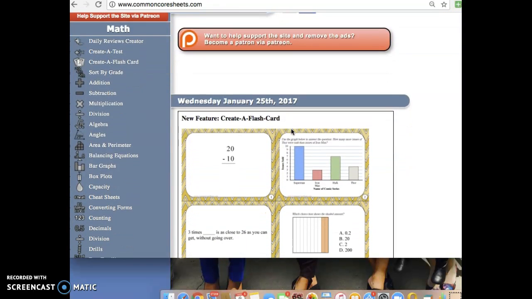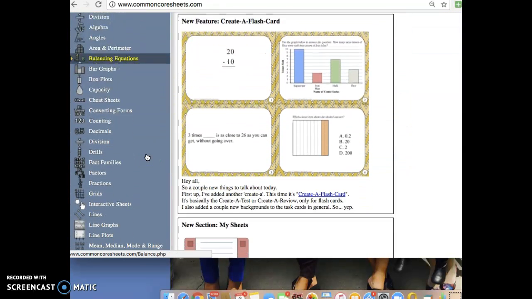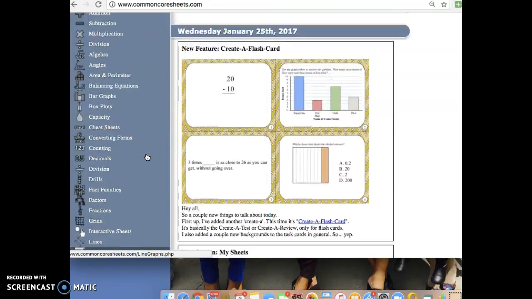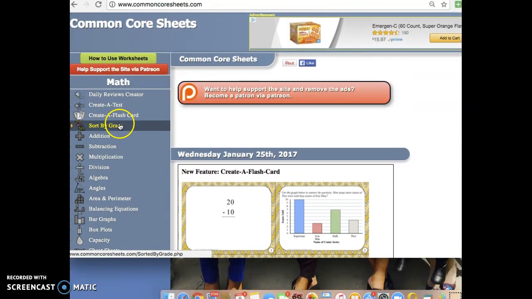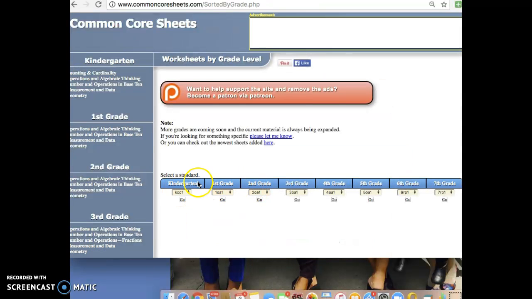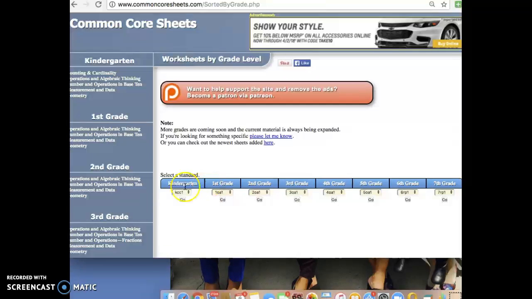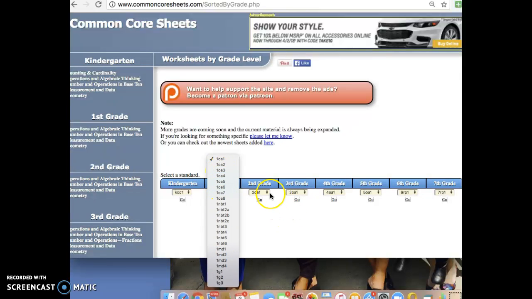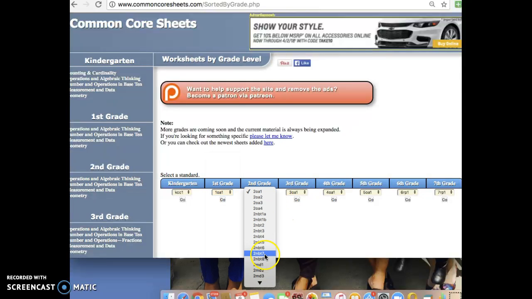Common Core Sheets has several instructional sheets on the side, and you can do it by grade. So you would click here, sort by grade, and you can look at all your grades straight across, first, second, third, fourth, fifth, sixth, kindergarten through seventh. It has those Common Core standards listed here. All you have to do is click one. Remember, make sure you know your curriculum, as we discussed as well.